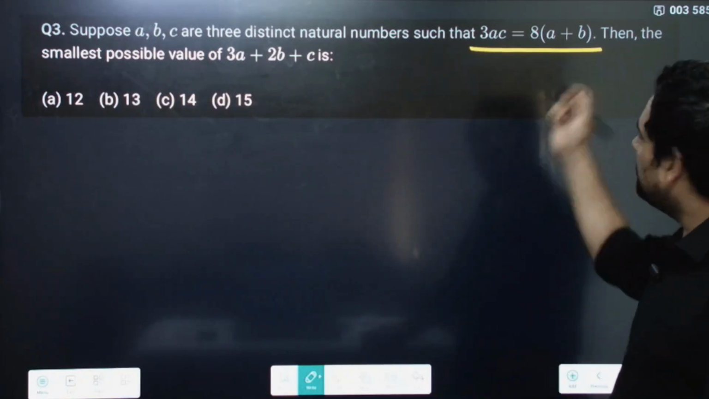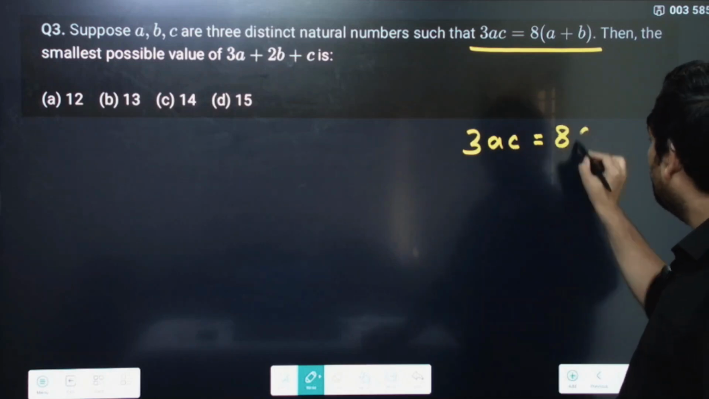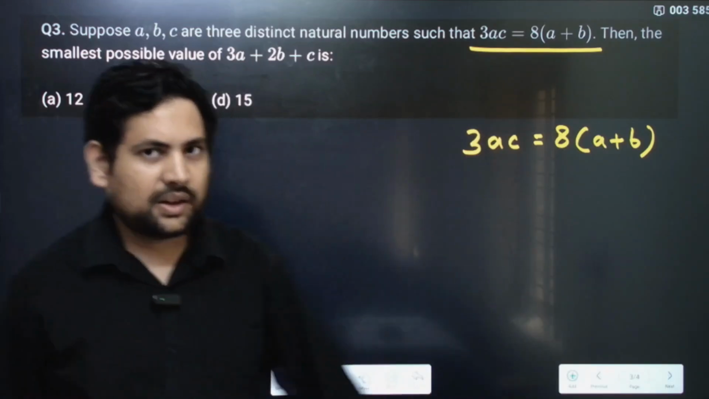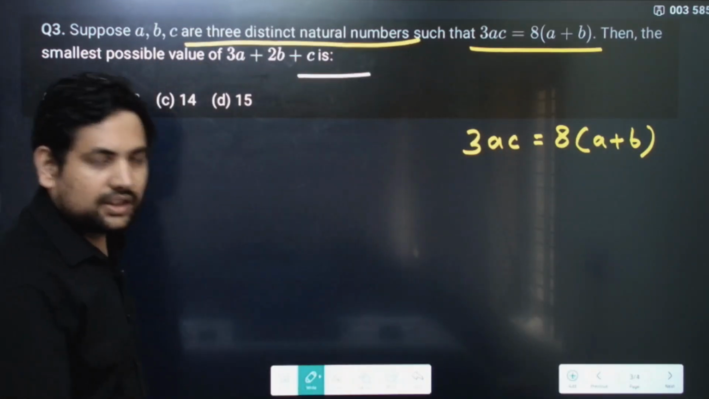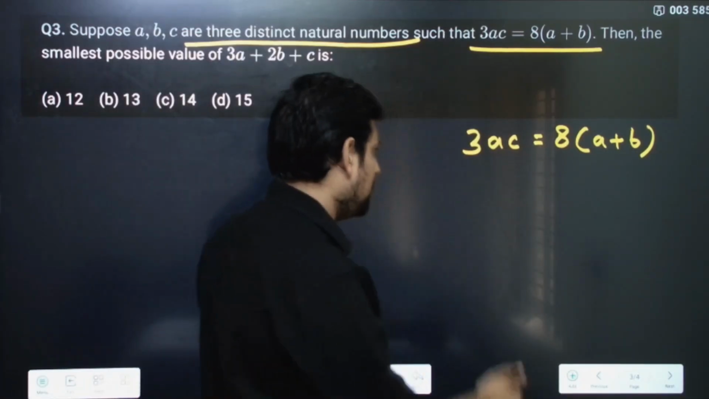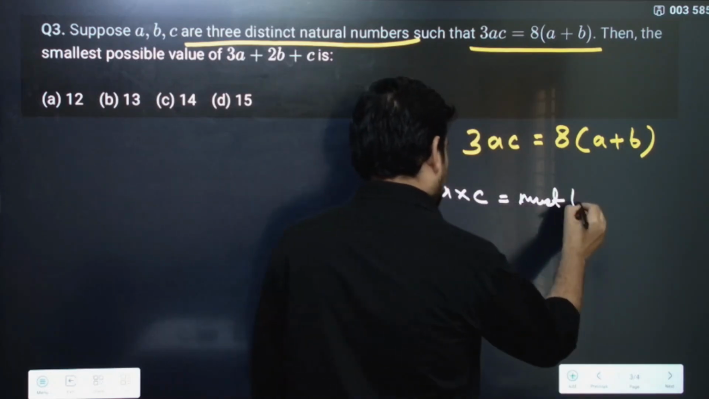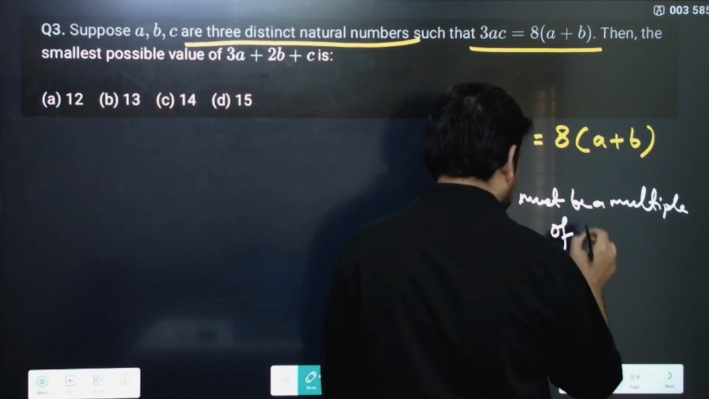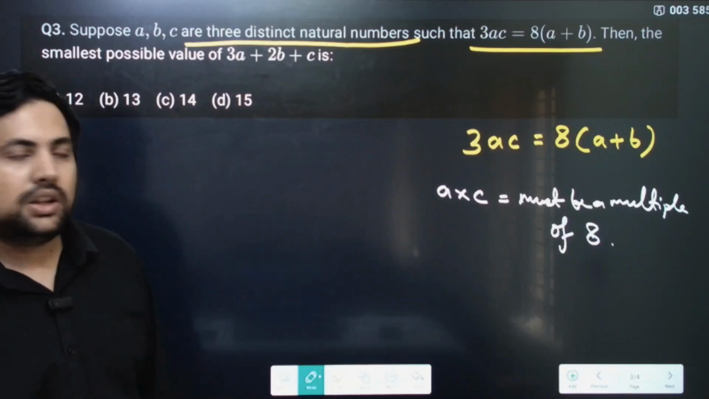So you see 3AC is equals to 8 times A plus B. Now what can you tell me from this? If A, B, C are all distinct natural numbers, then 3 and 8 do not have anything in common. That means A into C must be a multiple of 8. Can you feel this? Correct? There must be a multiple of 8.